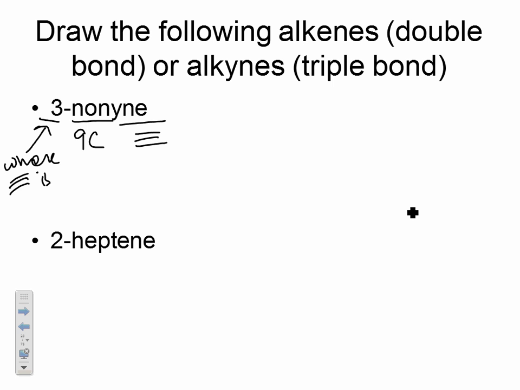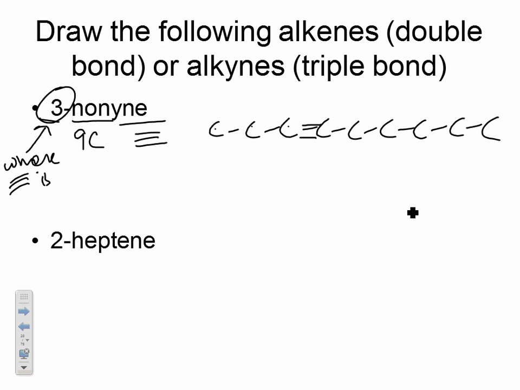So drawing that, I'm going to start with a 9 carbon chain. 1, 2, 3, 4, 5, 6, 7, 8, 9. And I do start by connecting them with single bonds, but then I'm going to go in and add my triple bond. So where am I going to put it? I have to start at the 1, 2, 3rd carbon and give it a triple bond to the 4th carbon. So it starts at the 3rd carbon, and then simply go back and give each carbon 4 bonds.